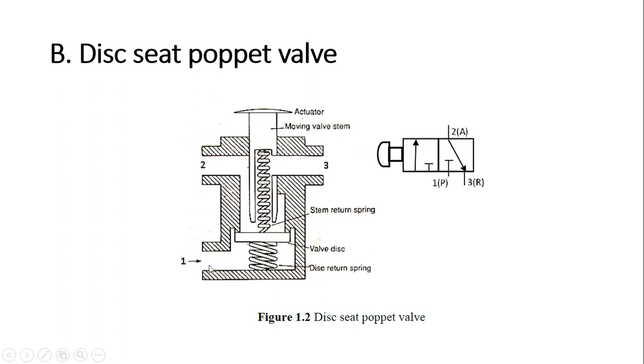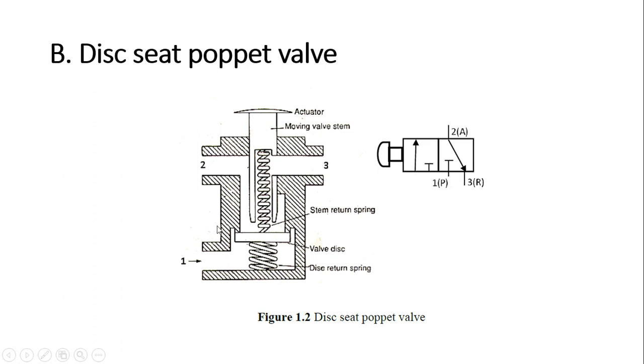1 is not connected because you can see here this is disc type. So this disc is fixed by this spring force on this valve seat. So this is the valve disc, this is the disc return spring, this is the stem return spring, and this is the moving valve stem, this actuator. Whatever valve rod is there which is actuating the valve, that is called a stem.